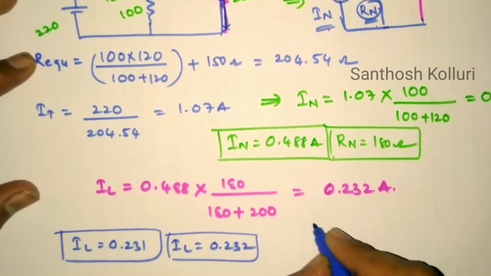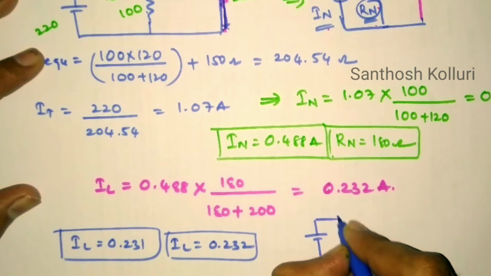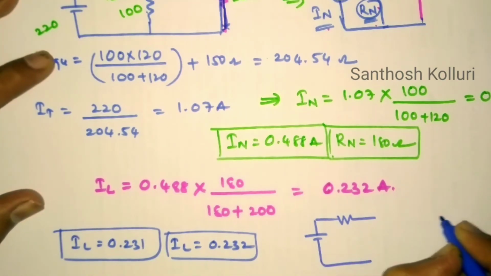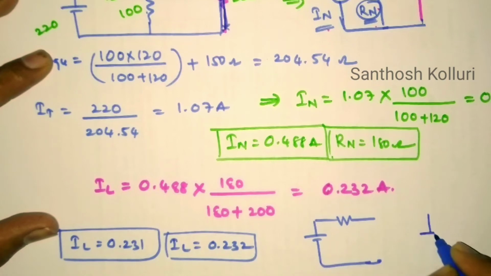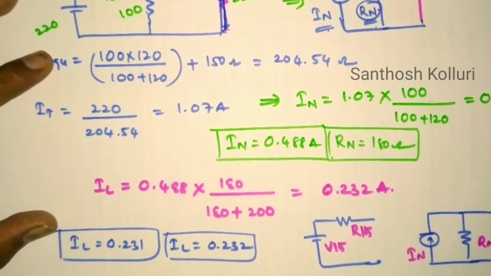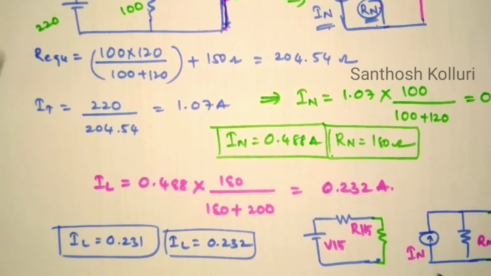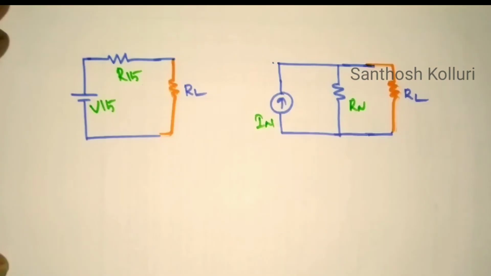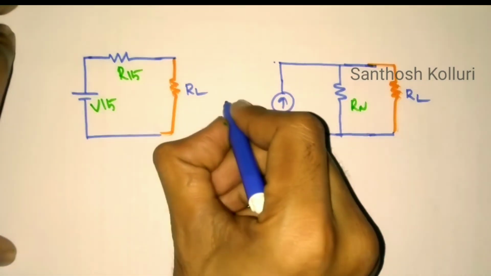Another thing here: in Thevenin's theorem I have taken the circuit like this, and in Norton's theorem I have taken the circuit like this. So this means it is a simple source transformation technique: VTH, RTH, I Norton and RN. Across this we are connecting the load. If you are using both theorems, you need to get the same value. So we can apply the source transformation technique directly.